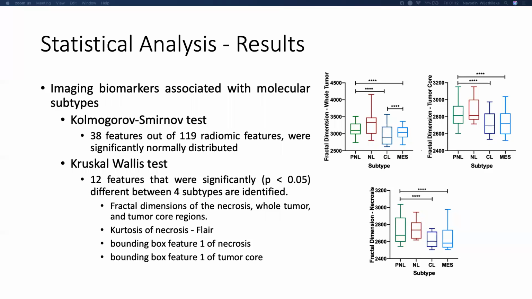These features include the fractal dimension of the necrosis, whole tumor, and the tumor core regions. This suggests that these features were significantly different between some subtypes. To identify those differences between subtypes, the Wilcoxon test was utilized pairwise.